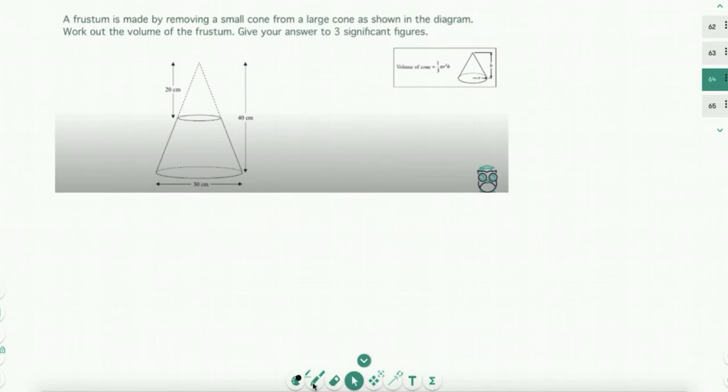So, what's a frustum? It's made by removing a small cone from a large cone. So we have this massive large cone, and we're taking away the small cone. So what's left, this section here, is called our frustum, okay? So we have to find the volume of a frustum.